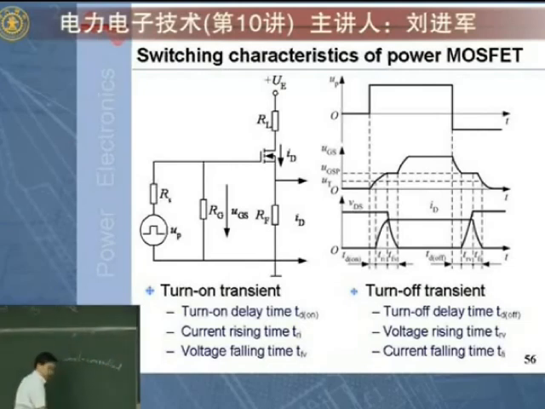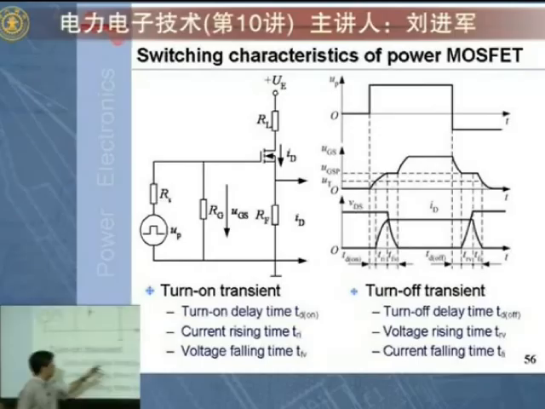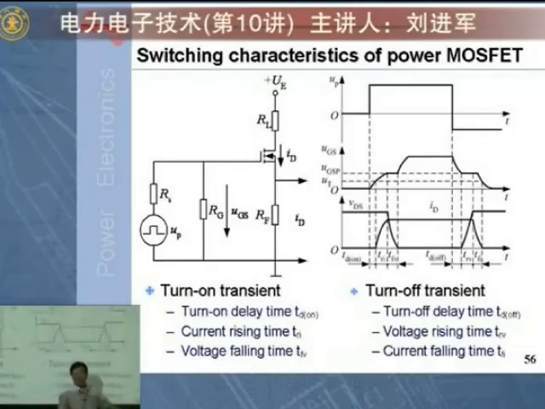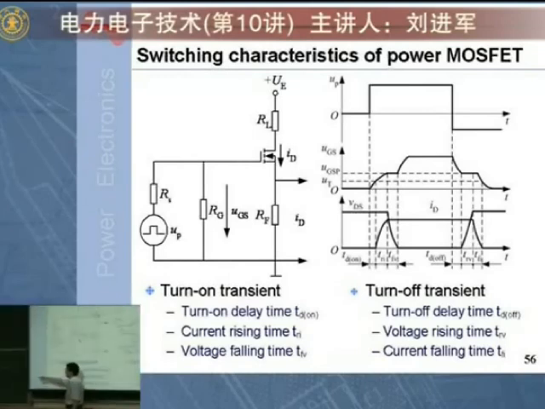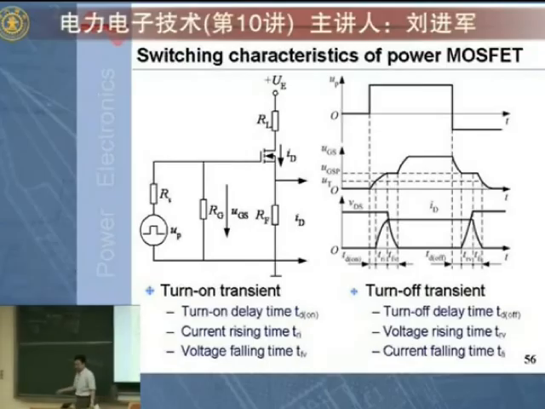This is a level control device. If you want to turn it on, you always apply gate voltage between gate and source. If you want to turn it off, you remove that voltage. That voltage has to be 0. Or if you want to make sure this MOSFET is turning off quickly, then sometimes you have to apply negative voltage, and make sure it is turned off. That's level control, similar to GTR.